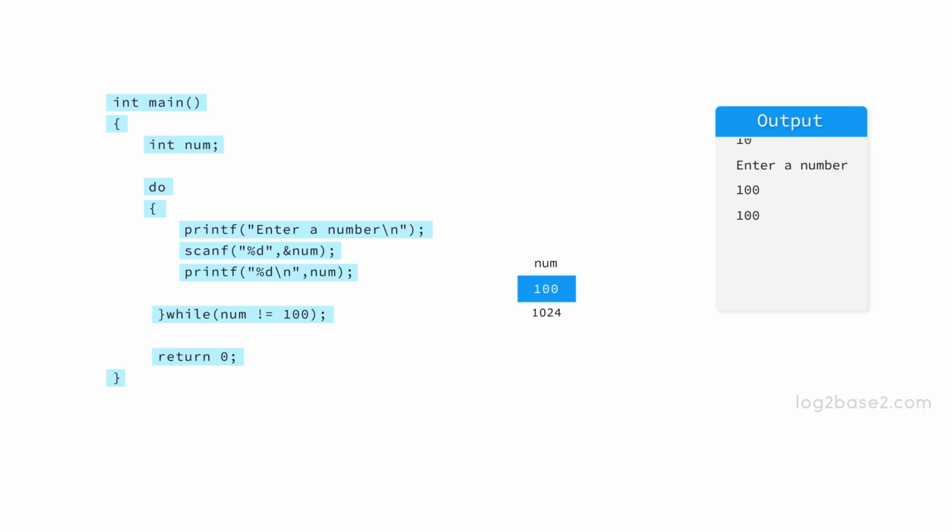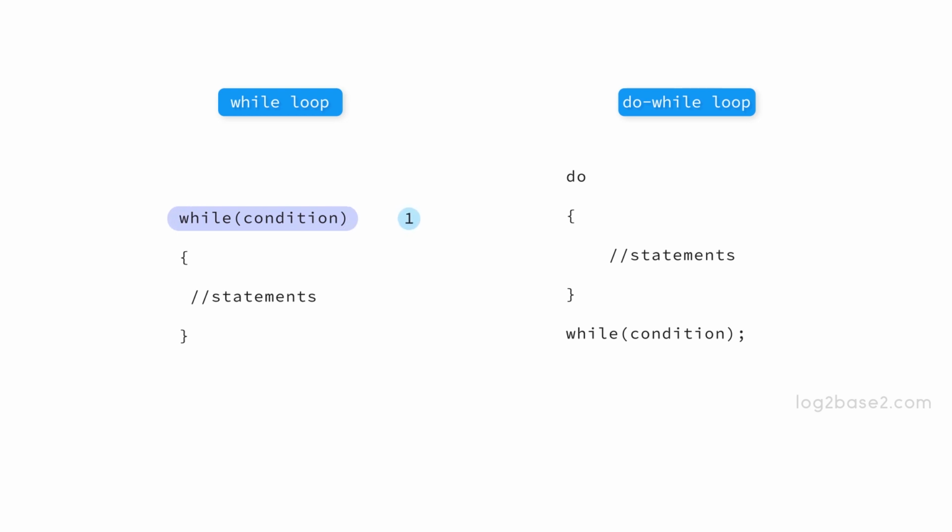The major difference between while and do while loop is that the while loop will check the condition first, and if it is true, then the block will be executed. And do while will execute the block first, then check the condition.